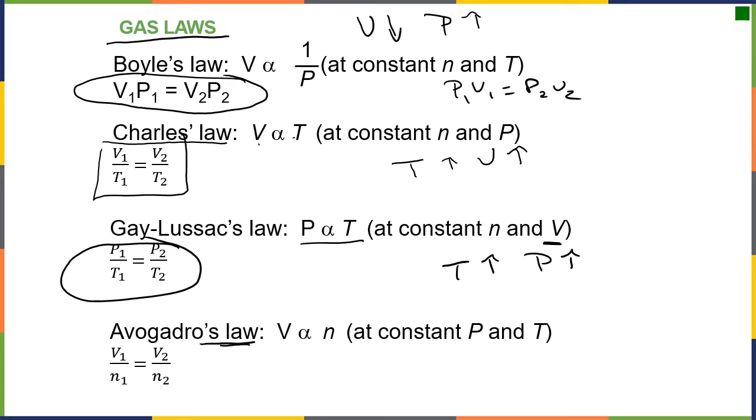And we also have Avogadro's law. Avogadro's law says if you've got something like a balloon and you blow into it, as the number of moles, n, of gas goes up, then the volume is going to go up. So our equation is V1 over n1 is equal to V2 over n2.